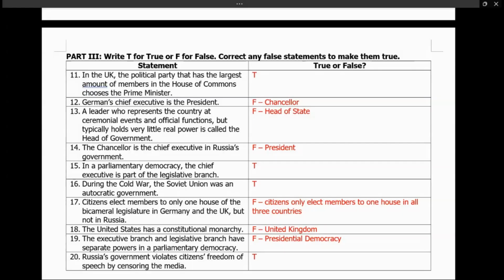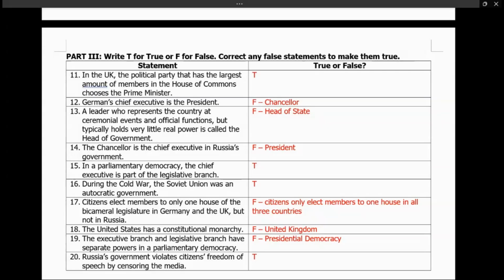Number 18, the United States has a constitutional monarchy. False. United Kingdom, I'm so sorry. The United Kingdom does have a constitutional monarchy. Number 18 says the United States has a constitutional monarchy. False. Guys, we don't even talk about the United States, but the United States does not have a monarchy. We don't have a king or queen. Of course, that's false. The country they're referring to is the United Kingdom. They have a constitutional monarchy where the king and queen have no power.